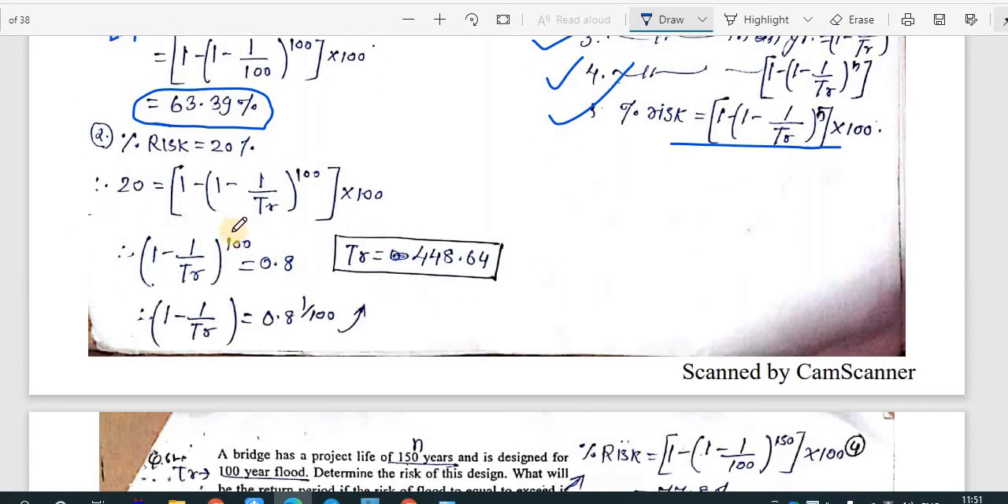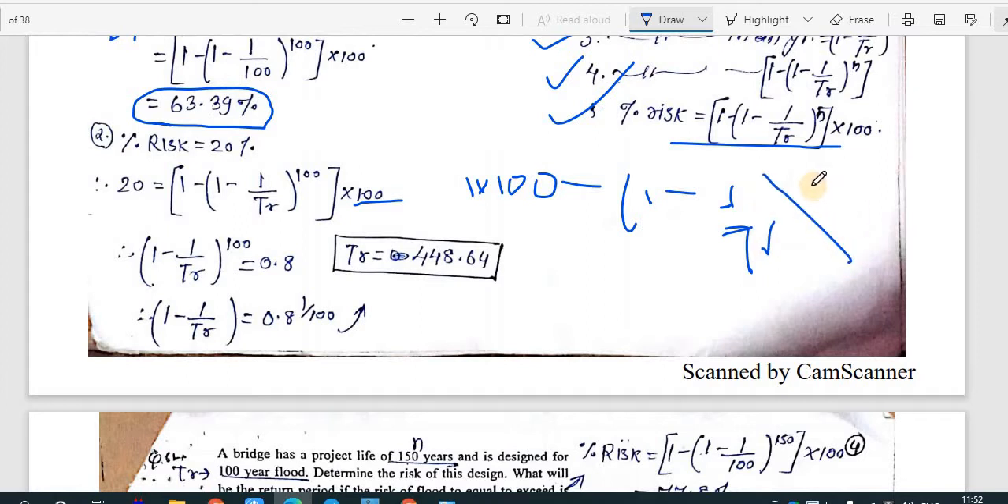Okay. After this, 1 minus 1 by TR to the power 100 equals to what? 0.8. So this 100 will get multiplied in this bracket. So 1 will be what? 100 minus 1 minus 1 by TR to the power 100, into 100. Okay. So if we keep this value on the side, take this side.